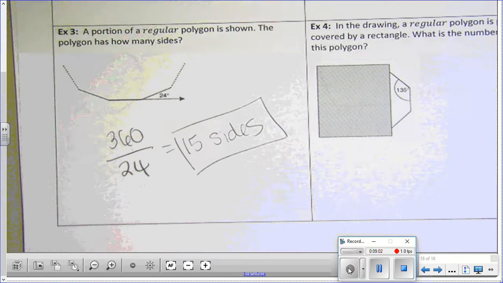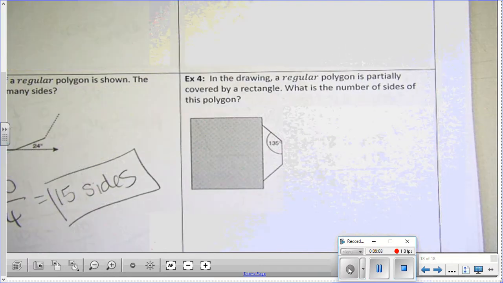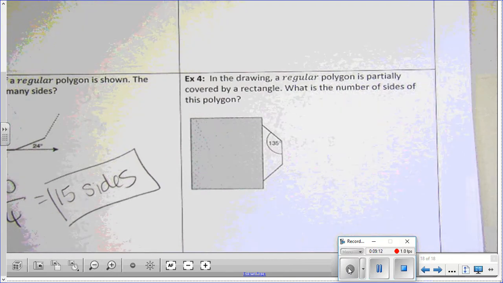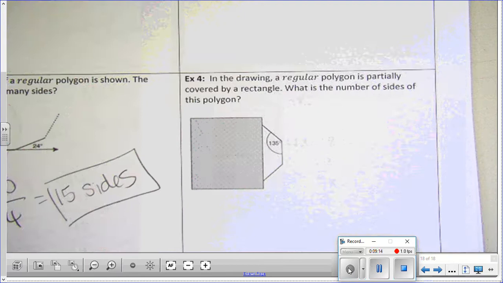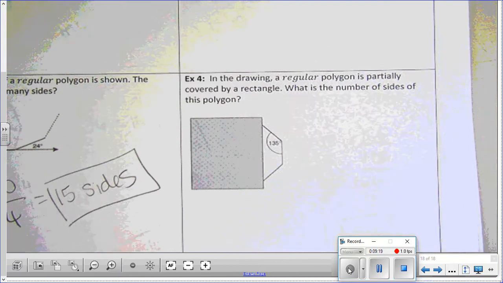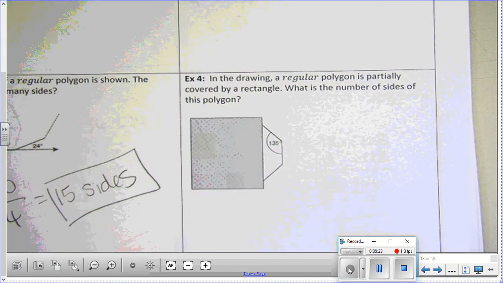Okay? Alright, so now if you look at example 4, it says, in the drawing, a regular polygon is partially covered by a rectangle. What is the number of sides of this polygon? So basically, what did they give you in this picture? You have an interior angle. So this is basically a picture representation of example 2. Okay, so now you know you have an interior angle.